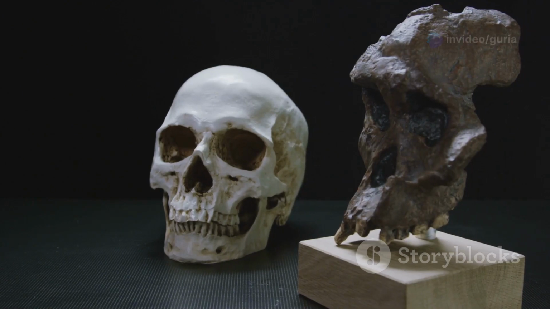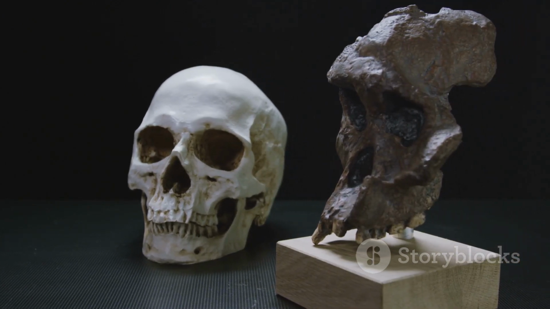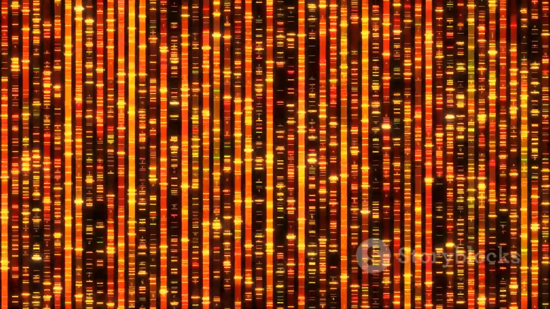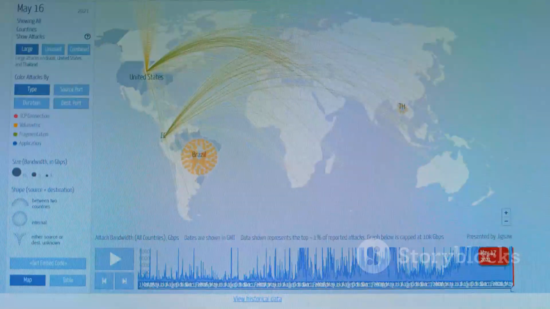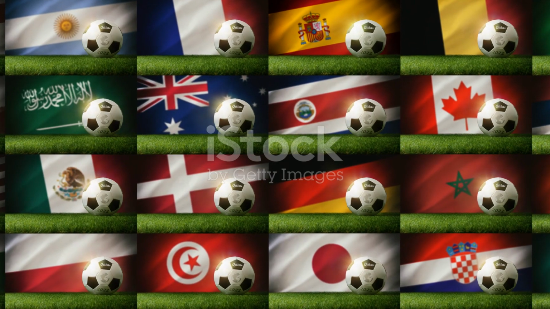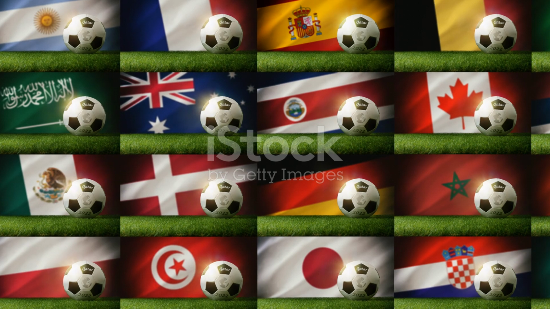Phylogenetic analysis has also helped us understand the origins of modern humans, Homo sapiens. By comparing DNA from different populations around the world, scientists have traced our migration patterns out of Africa and across the globe, revealing how we adapted to new environments and diversified over time.